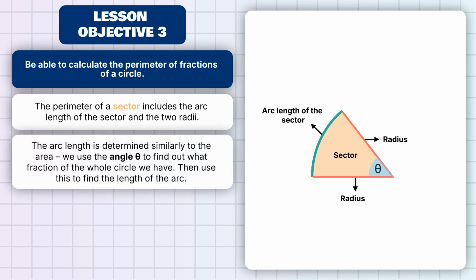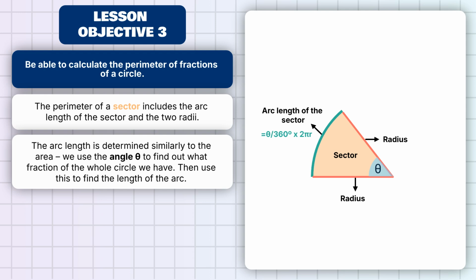The arc length is determined similarly to the area. We use the angle theta to find out what fraction of the whole circle we have. Then we multiply this by the circumference of the circle to find the length of the arc. So we get theta out of 360 degrees multiplied by 2 pi r.